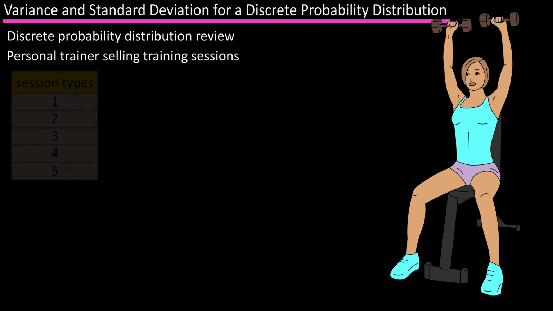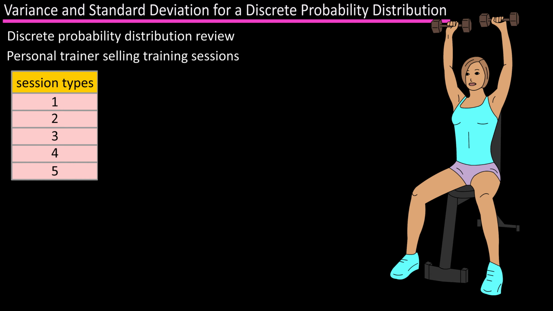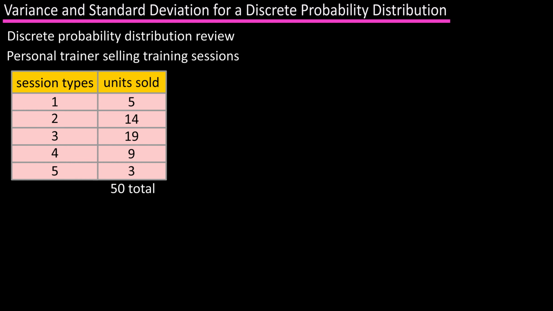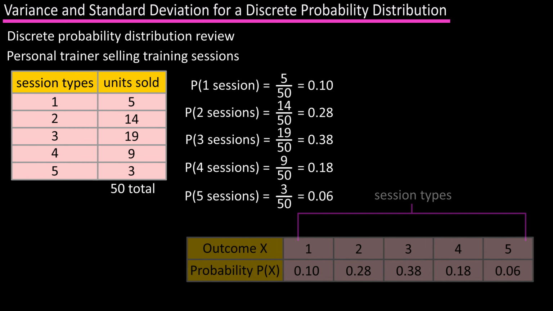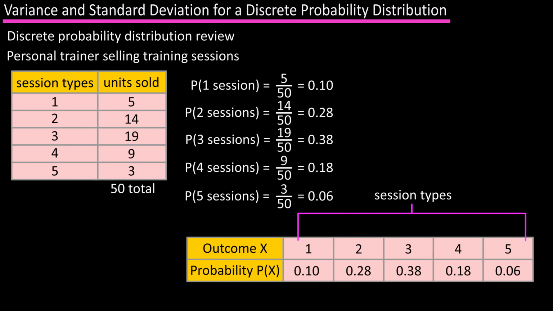In a past video, we discussed what a discrete probability distribution is. Real quick, you collect some data, say you're a personal trainer and you sell training packages for 1, 2, 3, 4, or 5 sessions. The number of sales for each of the session packages is listed in this frequency table. Next, you calculate out the probabilities by taking the number of sales of each session package and divide by the total number of sales. You then list those in a probability distribution table like this.